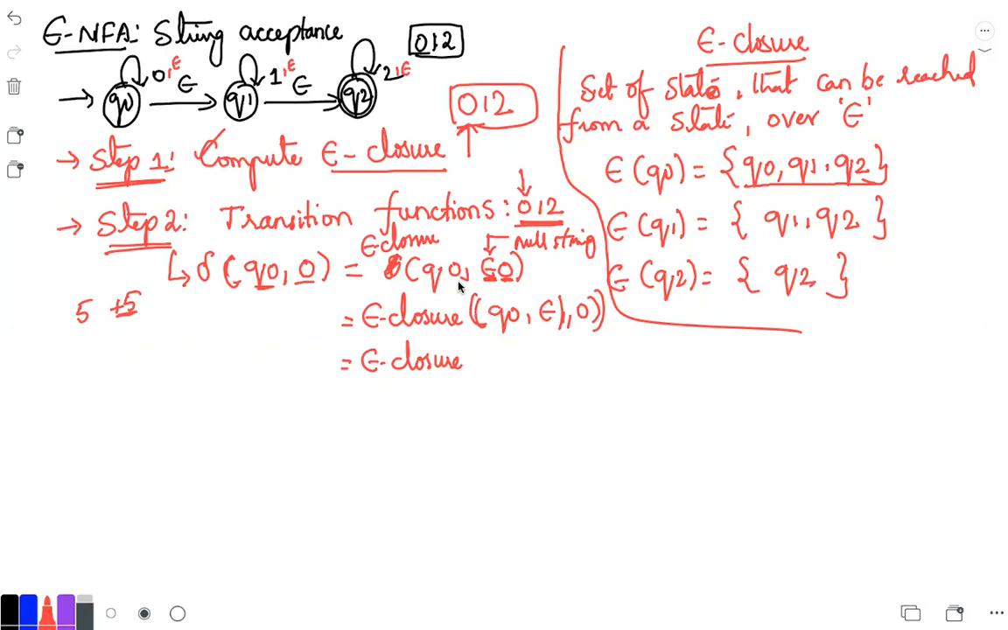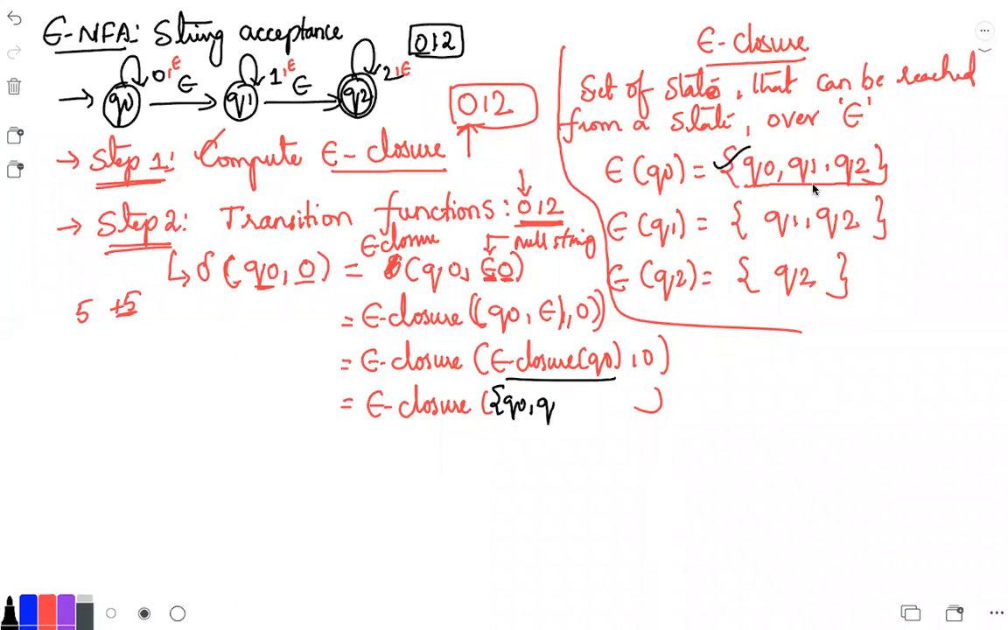Okay. So now it has become epsilon closure of Q0 comma epsilon comma 0. So again, we have a formula: Q0 on epsilon is nothing but epsilon closure of Q0, comma 0. What is epsilon closure of Q0? Q0, Q1, Q2. But don't get confused. Once we get into the second step, you can get the clarity of how exactly things will proceed. Just see this step. Epsilon closure of Q0, we already have a value: Q0, Q1, Q2, comma 0.